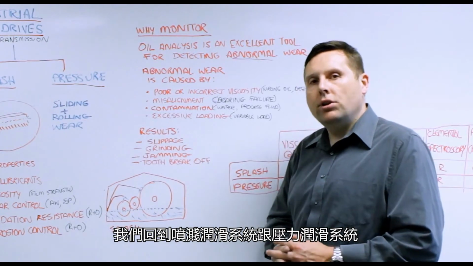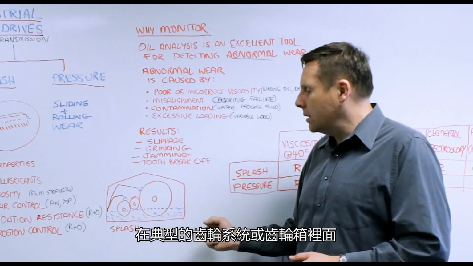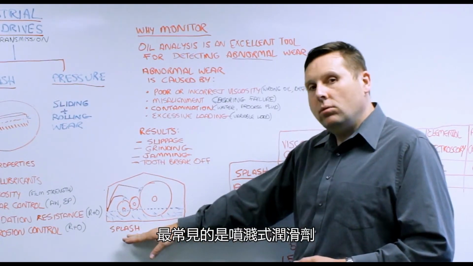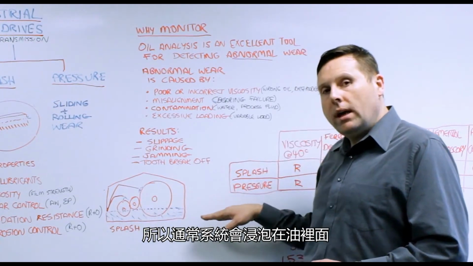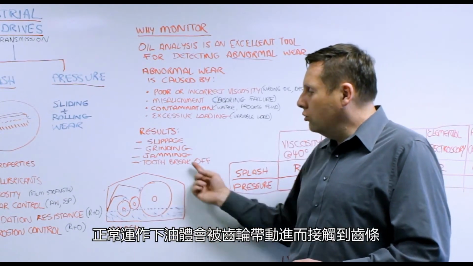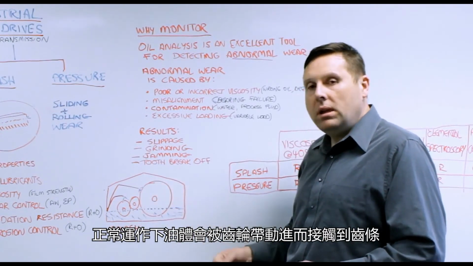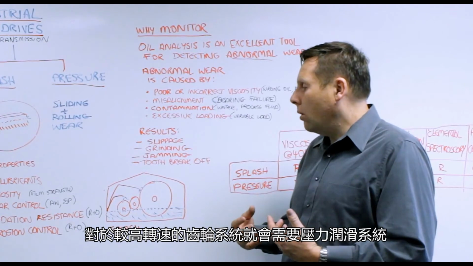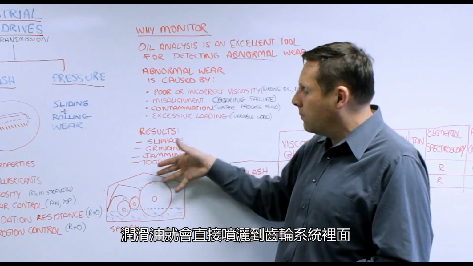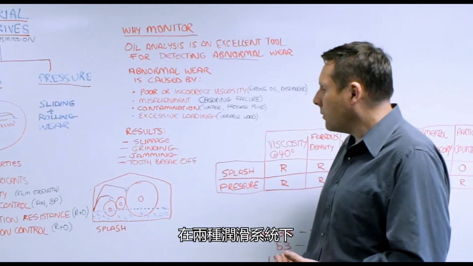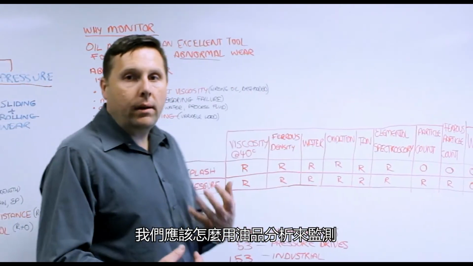Now back to the splash and pressure lubrication concepts. Why do we care about that? Well, in typical gear systems or gearboxes, splash lubrication is the most common and is usually used for lower speed gearboxes, and that's where the oil is in a bath lubrication system and the oil is drawn up by the gear systems and it is squeezed through the gear teeth during the normal operation. For higher speed gear applications, you need to have pressure lubricated systems, and that's where the oil is sprayed directly onto the gear systems.